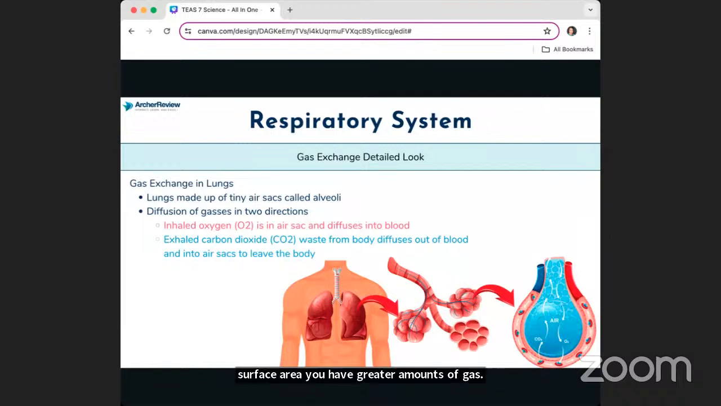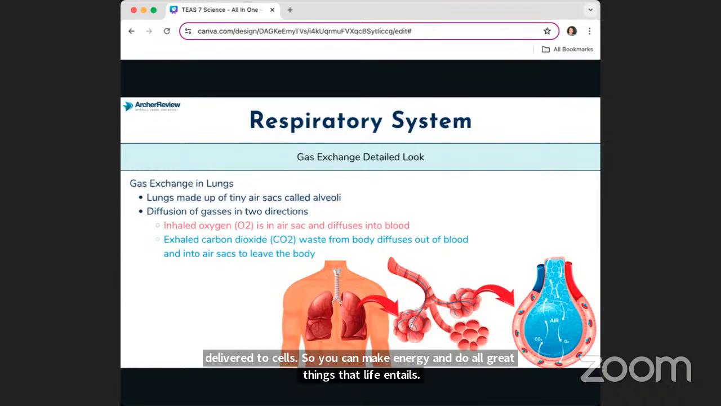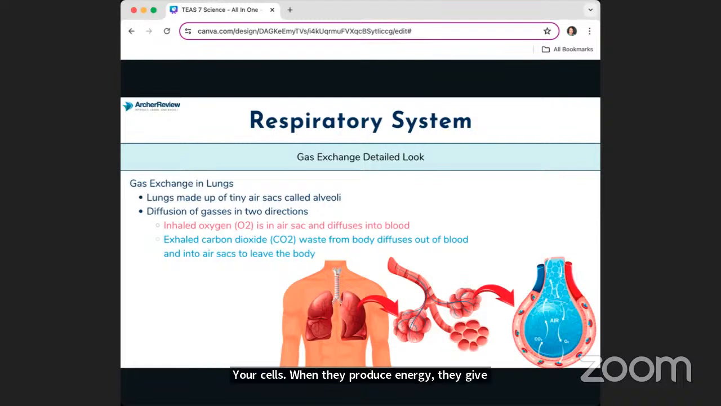And the gas exchange that is occurring is in two directions. You want to inhale oxygen so that oxygen can get to your blood and be delivered to cells so you can make energy and do all the great things that life entails. But in exchange, your cells, when they produce energy, give off a waste, which is carbon dioxide. And that carbon dioxide is certainly waste, guys. If that builds up in your body, it's toxic. And so you have to get that out. And so the alveoli, that site for gas exchange, will bring in oxygen and trade it out for that carbon dioxide waste, diffusing back out.